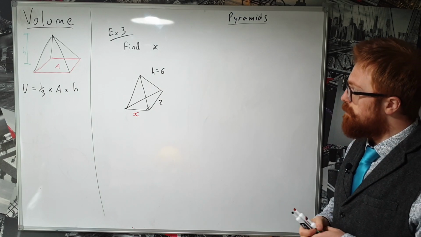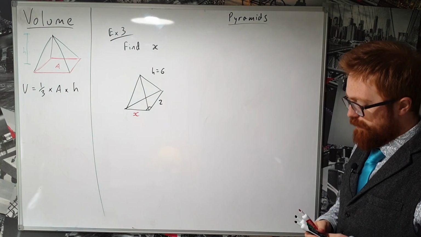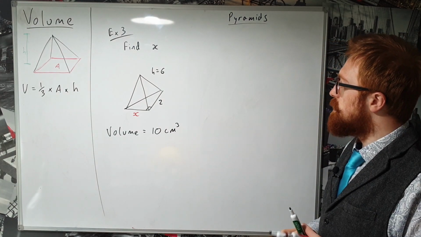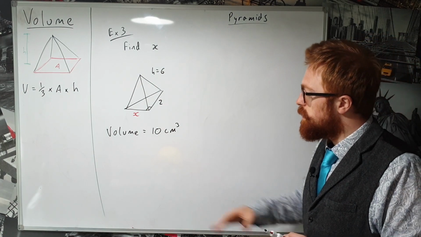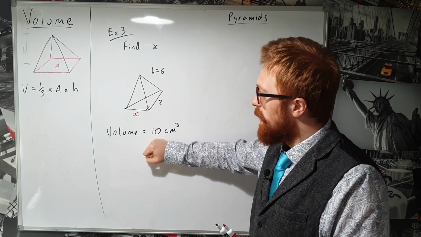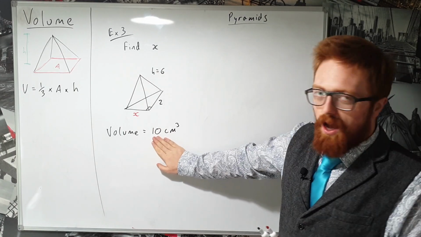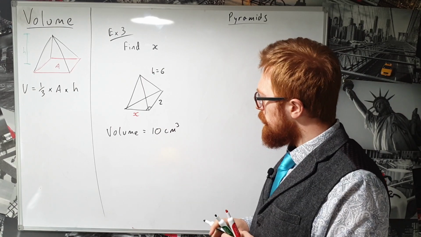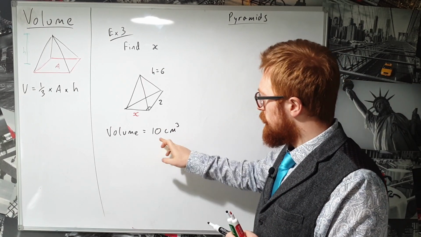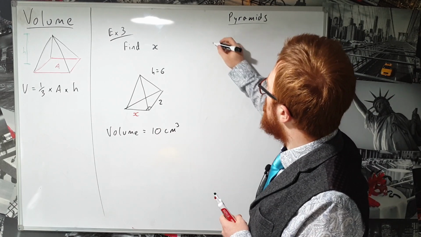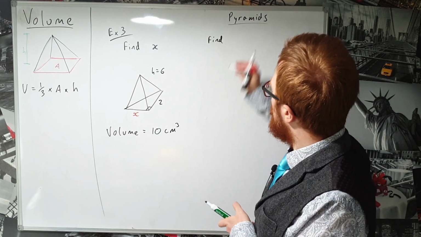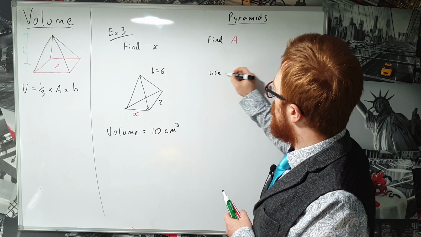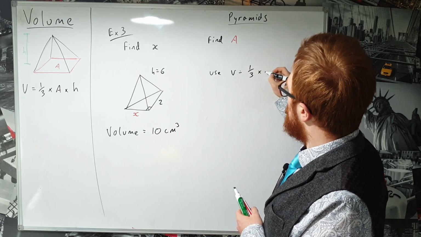So this one is slightly different because we're asked to find x and we are given the volume. So what we need to do is, as with all these questions where we're asked to work backwards, we need to think, how did the person writing this question arrive at this answer of 10 centimetres cubed? And then we can work backwards from there. So if you think back to the previous examples, to get to our answer of volume, we needed to do two things. We needed to find the area A, and then we needed to use V is 1/3 times A times H.